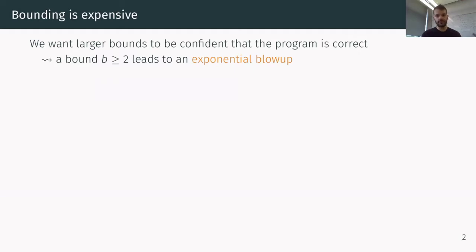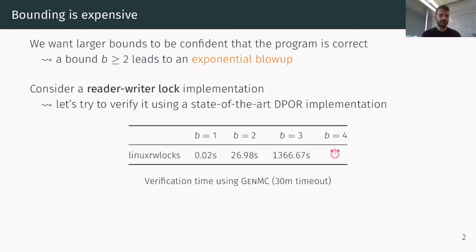And do not take my word for this. Let's take a look at an example. So here we have a reader-writer lock implementation. This implementation is extracted from the Linux kernel. And let's try and verify it using a state-of-the-art DPOR implementation. So as you can see in this table here, for a bound of 1, the verifier needs less than a second to verify it. For a bound of 2, it needs about half a minute. For a bound of 3, it needs approximately 20 minutes. And for a bound of 4, it exceeds our 30-minute timeout.